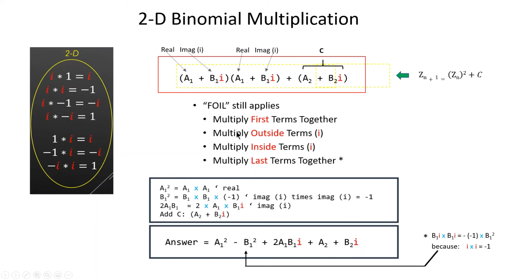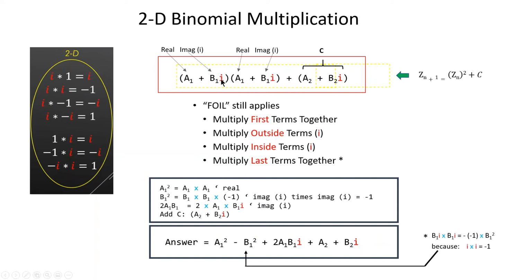What's the next thing we do? We multiply outside terms. Well, the outside terms is A1 times B1i. And then the inside term is A1 times B1i. So we're left with 2 A1 B1i. We got one from the outside terms and one from the inside terms. 2 times A1 B1i. And the last thing we do is multiply the last terms together, which is B1i times B1i.